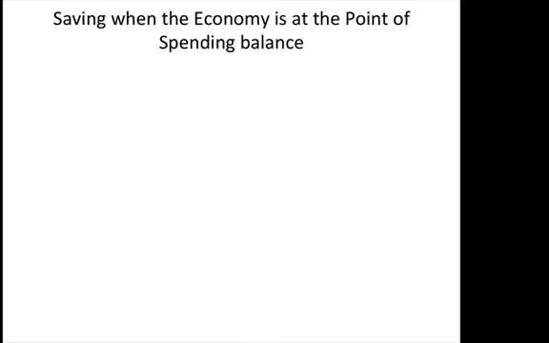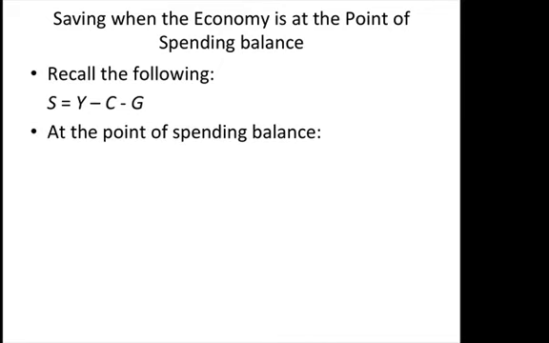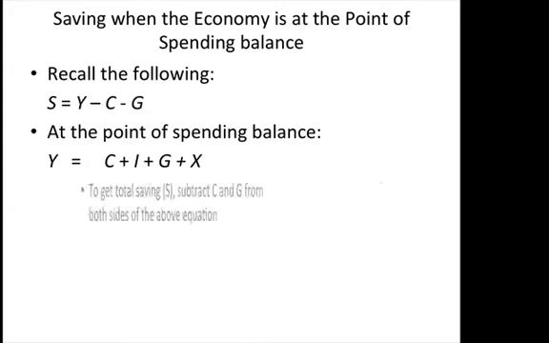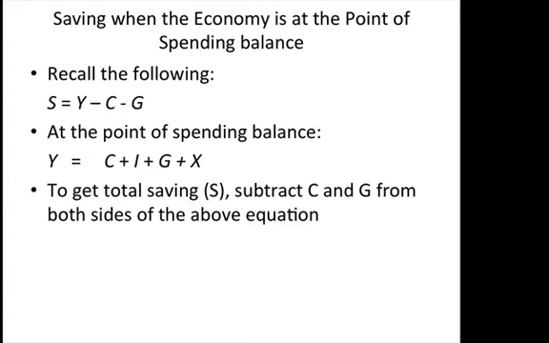What I now want to talk about is saving at the point of spending balance. So let's recall the following. Total saving is equal to what? GDP less consumption less government purchases. And at the point of spending balance, what do we know? Y is equal to consumption plus investment plus government purchases plus net exports. And to get total saving, let's just subtract consumption and government purchases from both sides of the equation. So let's first subtract consumption. Let's now subtract government purchases. And what do we have?